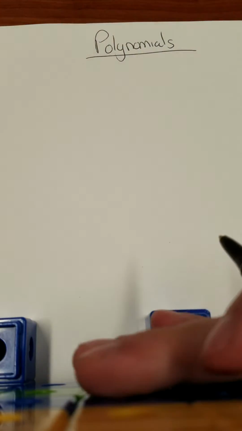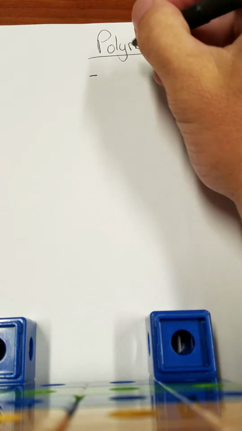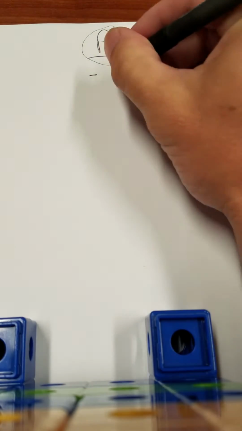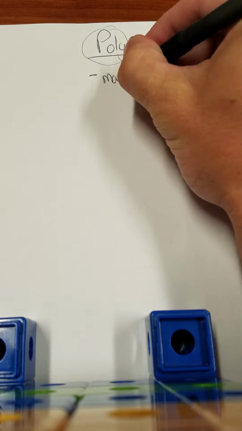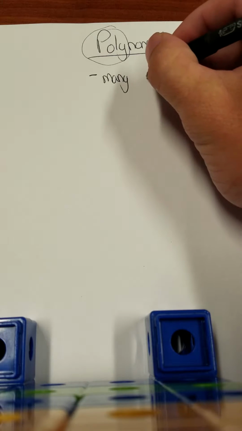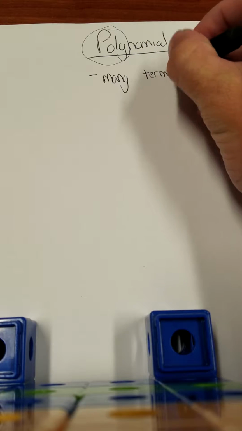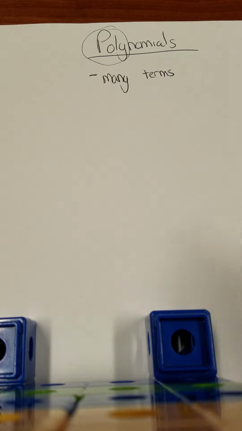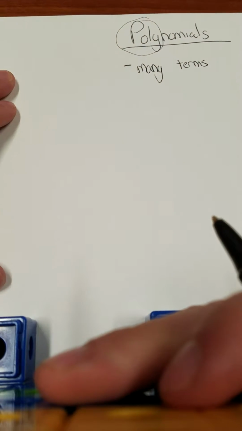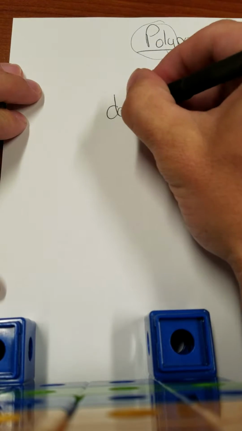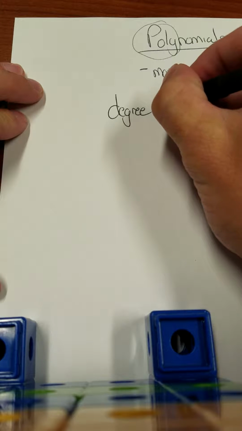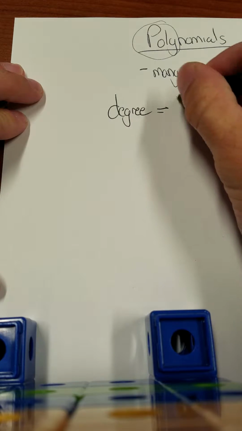All right, polynomials. The first thing you need to know about polynomials: poly meaning many, and monomials just meaning kind of terms. So polynomials, many terms. All right, a couple of things that you need to know. Degree.